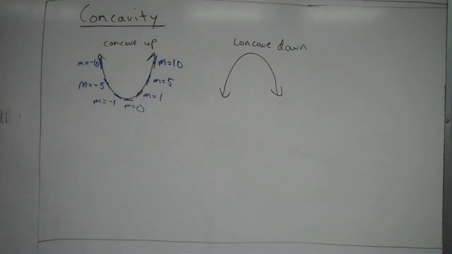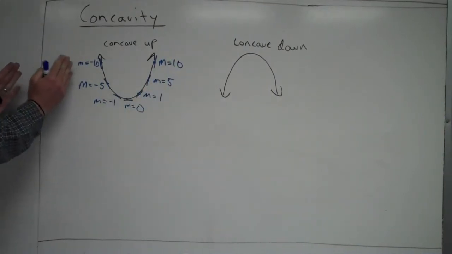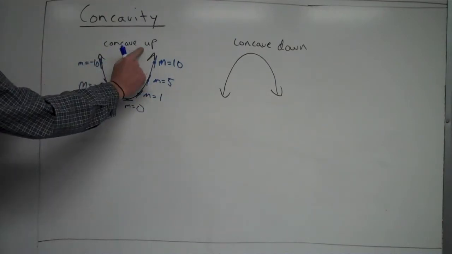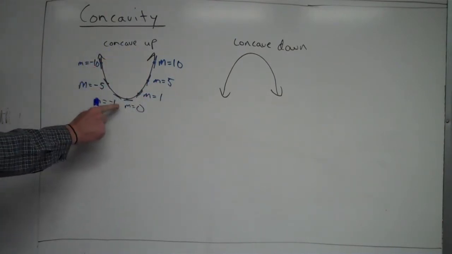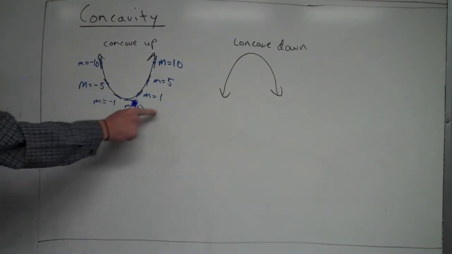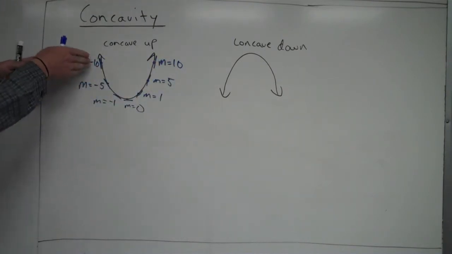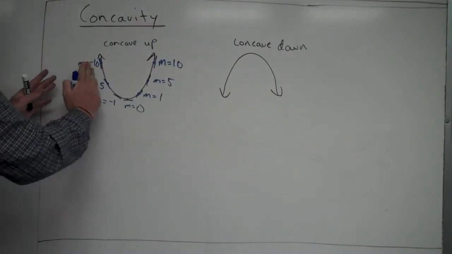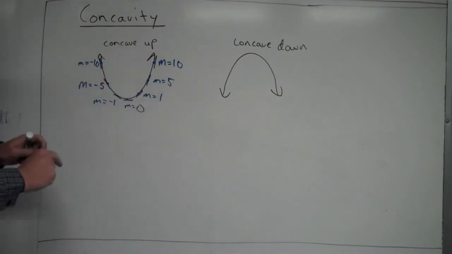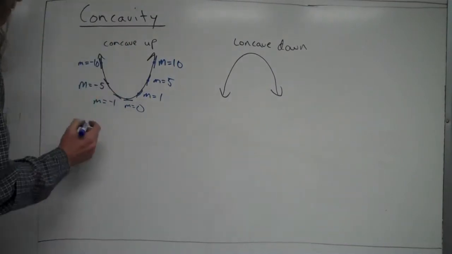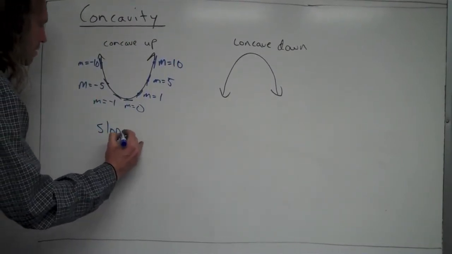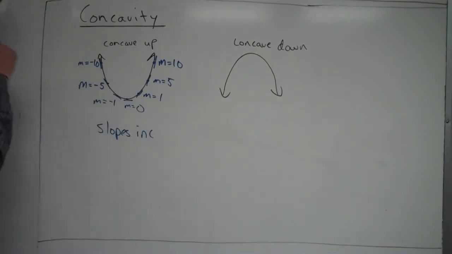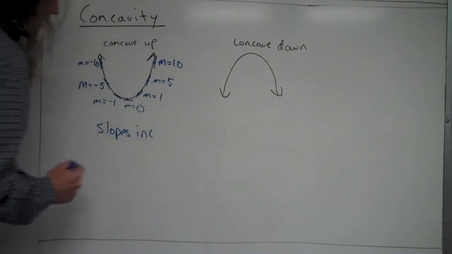So again, the idea that I'm seeing here is that as I move from left to right on a graph that's concave up, the values of my slope increase. So from negative 10 to negative 5 to negative 1 and so forth. I'm starting at a negative 10 value and ending up at a positive 10 value here, and the slopes are increasing in value as I move from left to right. Okay? So the slopes are increasing in value. So, that's what I'm going to take here. A concave up graph, the slopes increase. We'll just leave it at that.